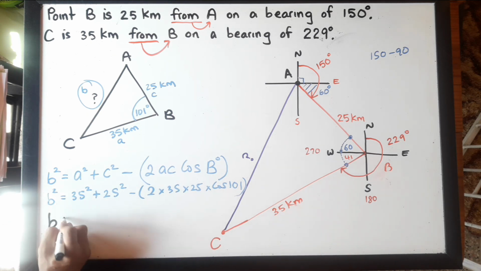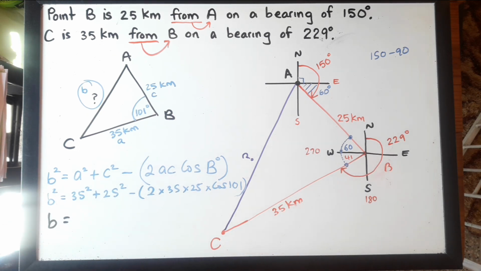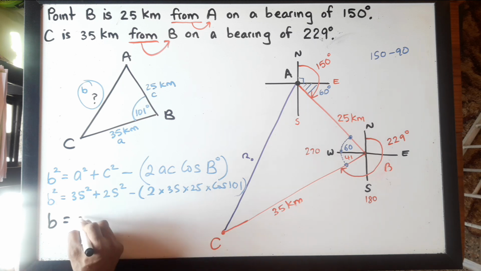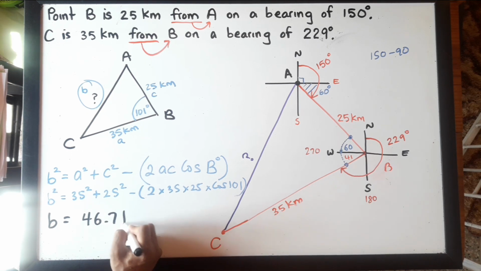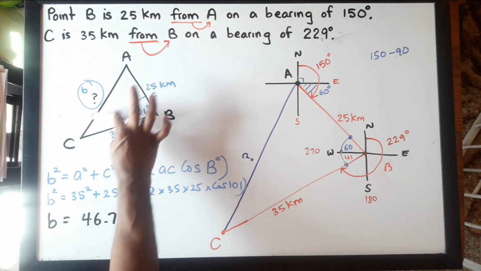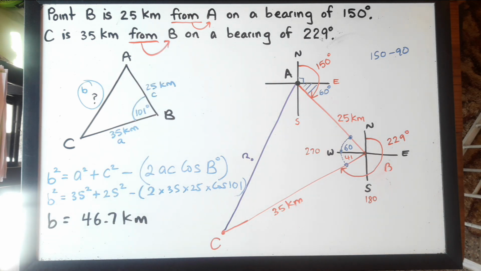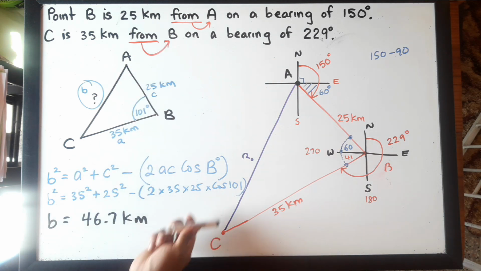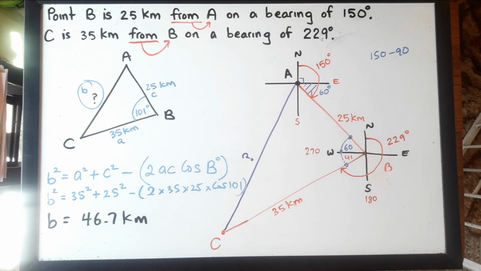So the final answer for b, let me work it out here quickly. 35 squared plus 25 squared minus open brackets 2 multiplied by 35 multiplied by 25 multiplied by cos 101 close brackets, square root, and the length is roughly 46.7 kilometers. So this length here is 46.7 kilometers from C to E.